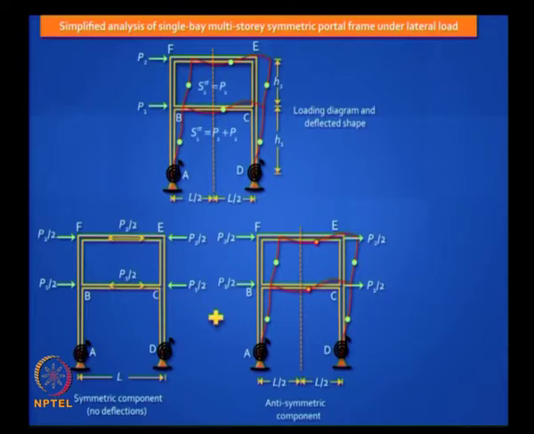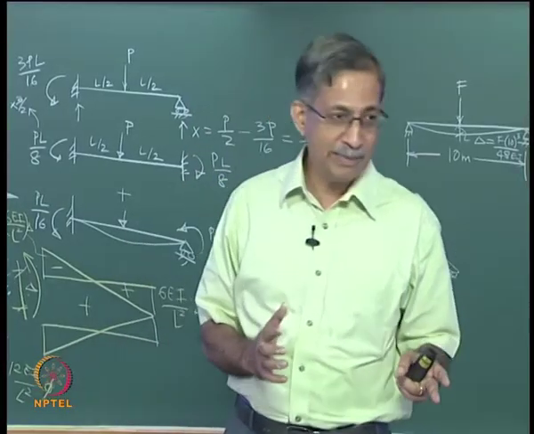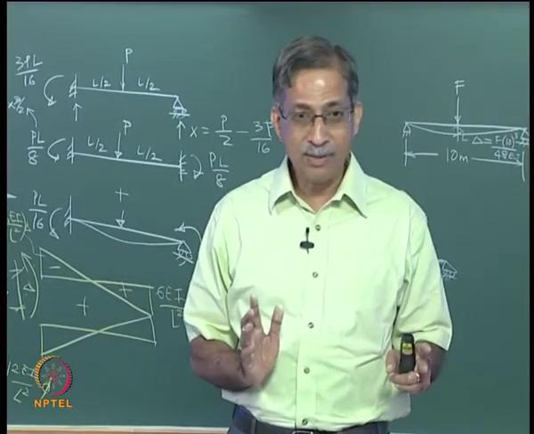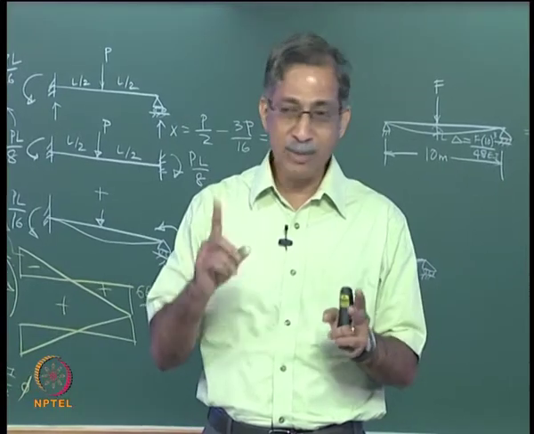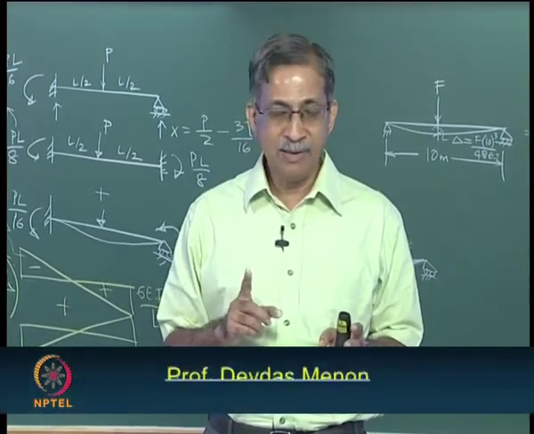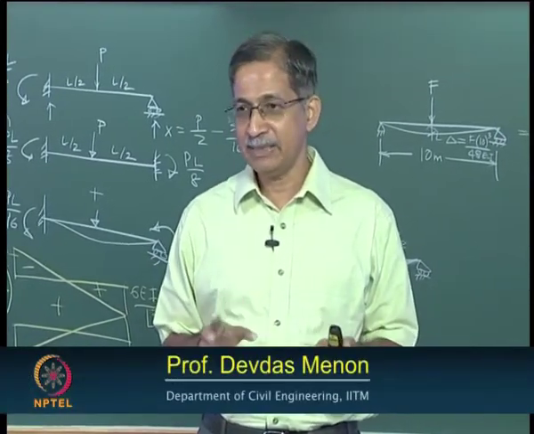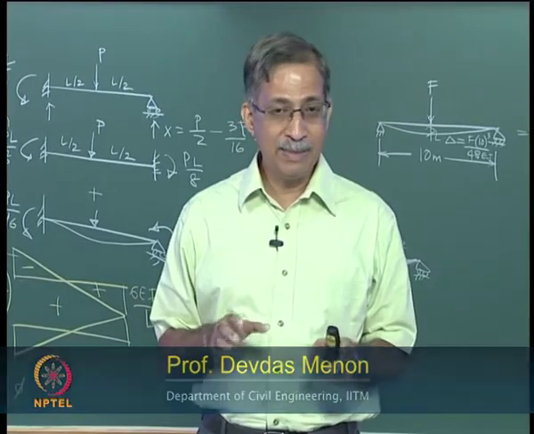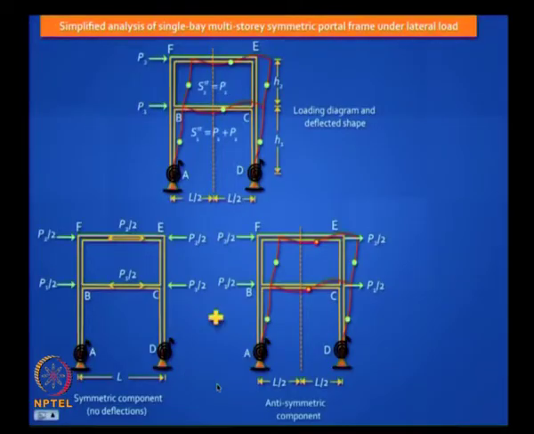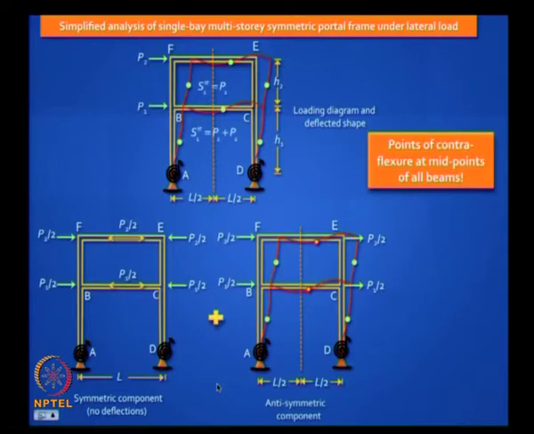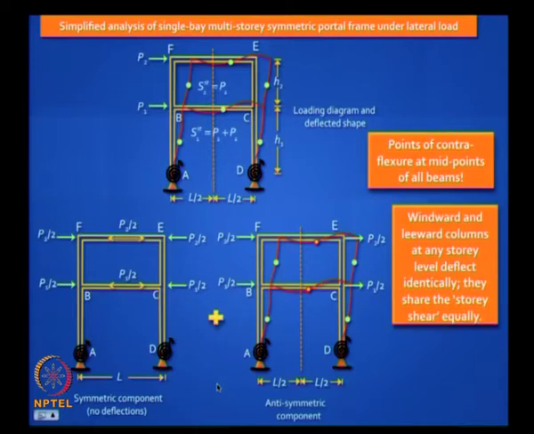Whether you push it to the left or right, your behavior will be the same, and all the columns are moving in the same way. So you will have points of contraflexure always in the middle of beams in a symmetric frame, but in the columns they could be anywhere. That is the other issue to note. Windward and leeward columns at any story level deflect identically, and they share the story shear equally.